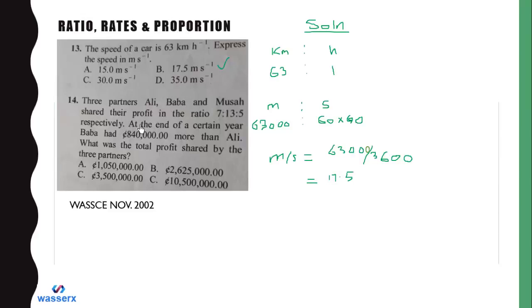Three partners, Ali, Baba, and Musa, shared their profit in the ratio 7:13:5 respectively. At the end of a certain year, Baba had 840,000 more than Ali. What was the final profit shared by the three partners? So let A be Ali, then B is Baba, then M is Musa. Now we want to get the amount each of them received. So let's say that the total profit that they received was X cedis.